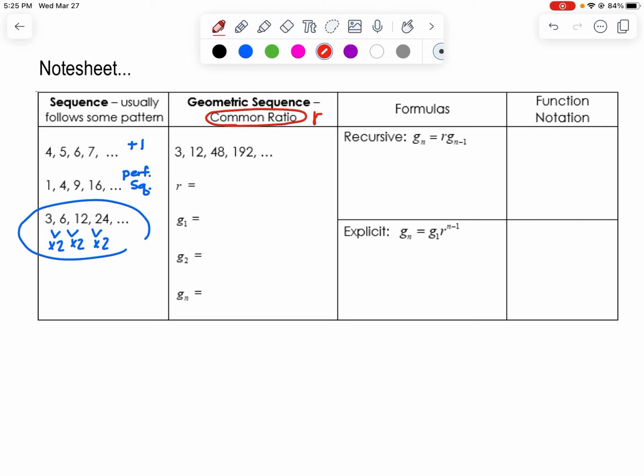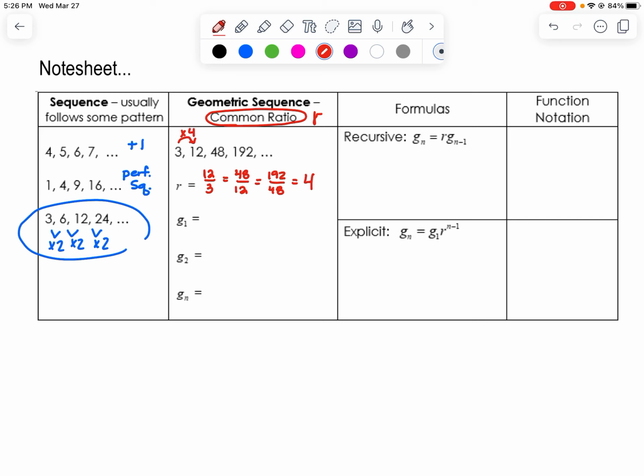And if you're not sure how to calculate it or you can't see it, you just take the second term divided by the first term. So 12 divided by 3 should be the same as the third term divided by the second term. 48 divided by 12 should be the same as the fourth term divided by the third term. 192 divided by 48, and those are 4. So each time here we are multiplying by 4. And so 4 is the common ratio.